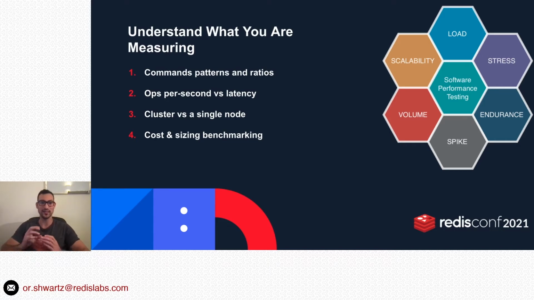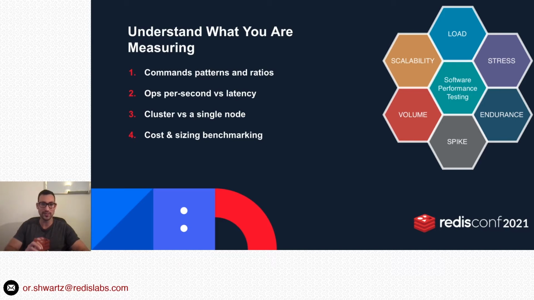Second, understand what you are measuring. If you are measuring the maximum operations per second, for example, then you should not care so much about latency. You should test different pipelining sizes and maybe use other techniques in order to increase the ops per second, even if it hurts your latency.